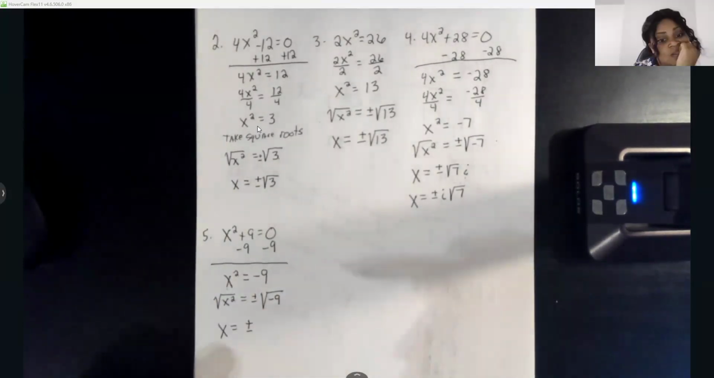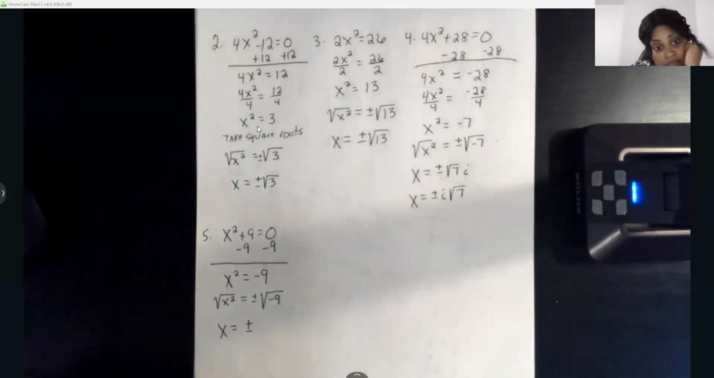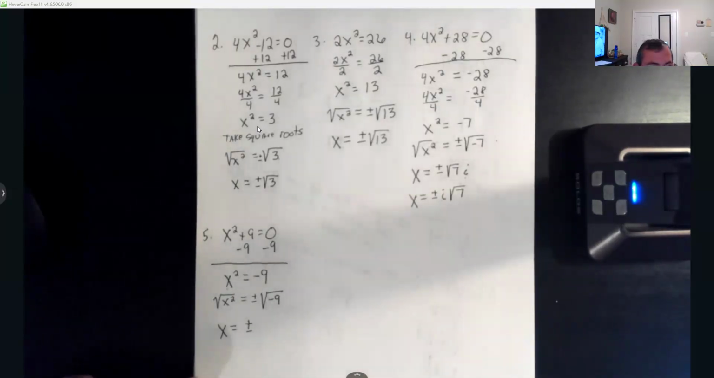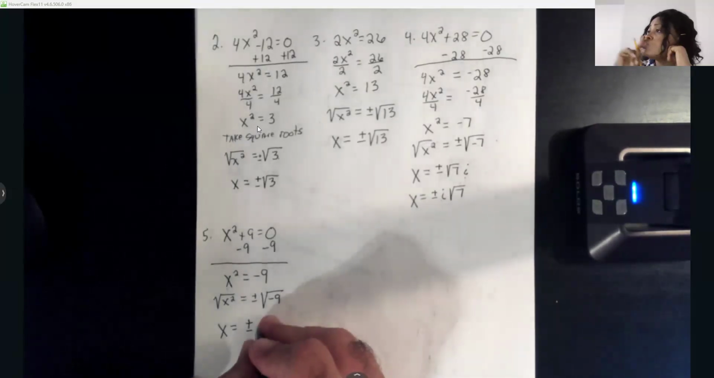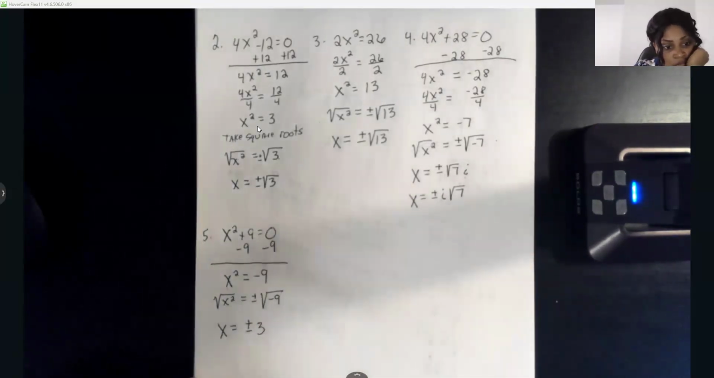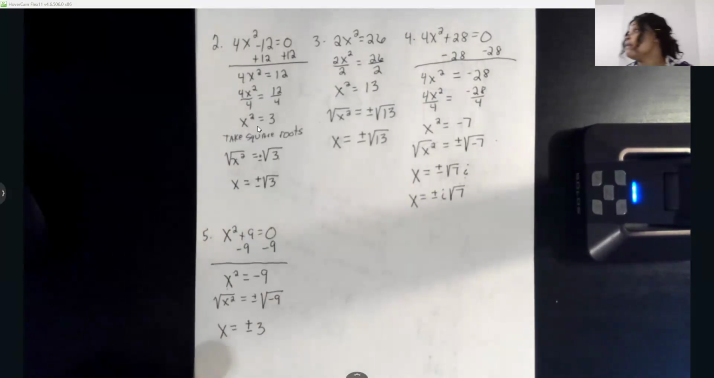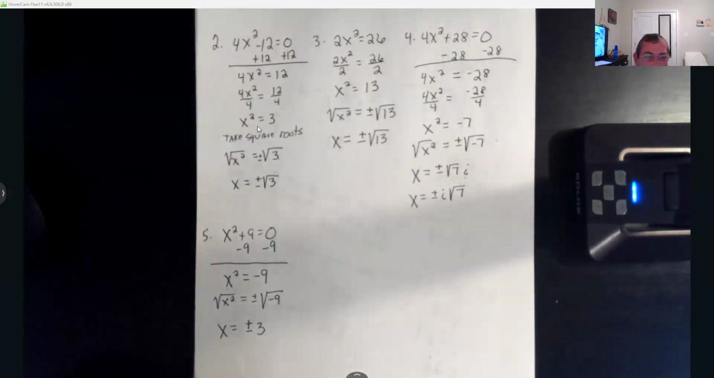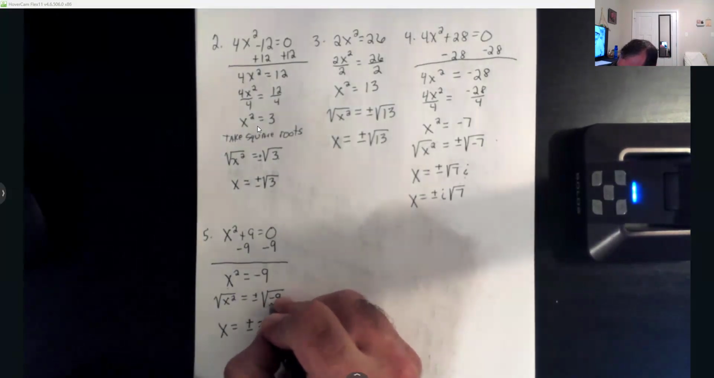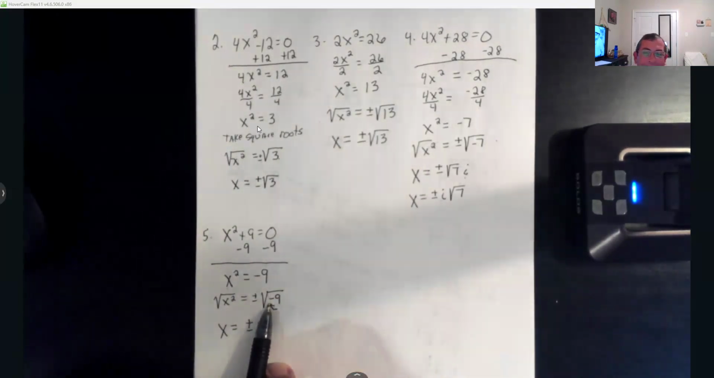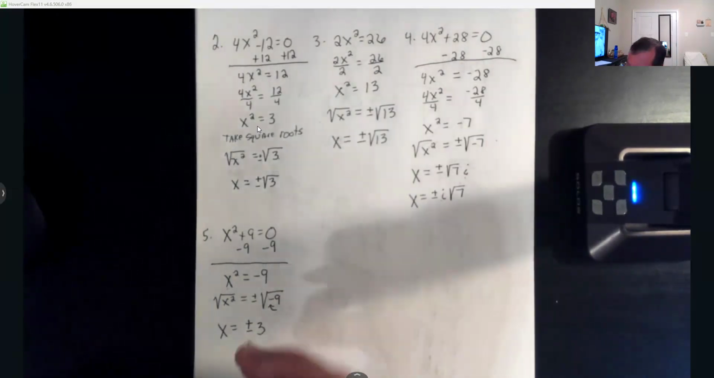So what is the square root of -9? 3. 3. Give me a little bit more, because that's negative under there. So you can't do that with a 3 times 3 or a -3 times -3. So remember, since it's negative under the radical, this is plus or minus 3i.